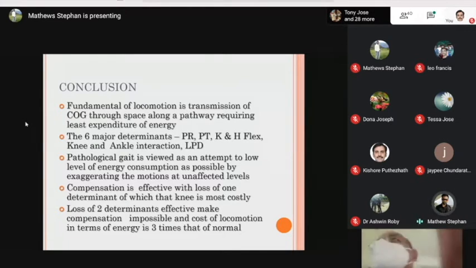Loss of two determinants makes effective compensation impossible, and the cost of locomotion in terms of energy is three times that of normal.